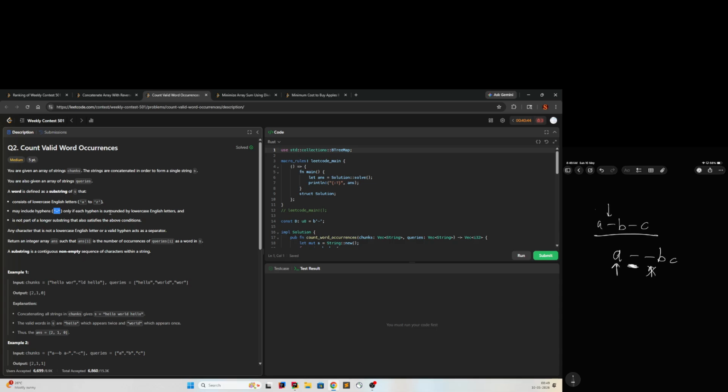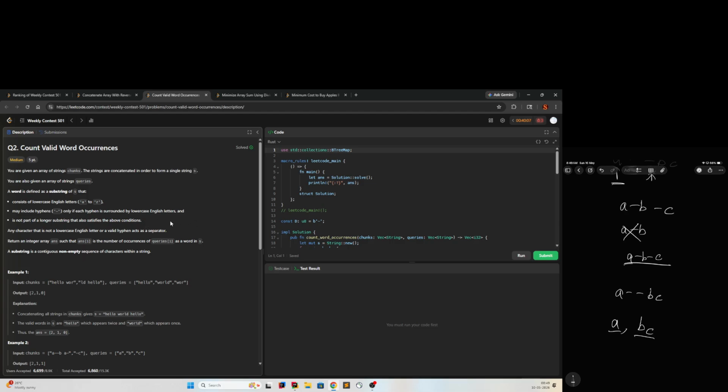So if we see this hyphen, this has characters at both ends and is not part of a longer substring. So it basically says, if we have this A hyphen B hyphen C, then A hyphen B is not a word. This entire thing, A hyphen B hyphen C, has to be a word. In the case of A hyphen hyphen B C, A will be a word and B C will be a word. So these are two separate words. But in the other case, we have only one word.